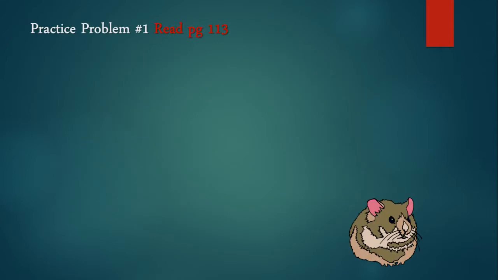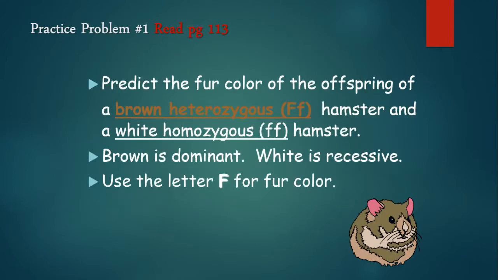Let's go over this practice problem with the hamsters again. Predict the fur color of the offspring of a brown heterozygous hamster and a white homozygous hamster. Brown is dominant and white is recessive. Use the letter F for fur color.